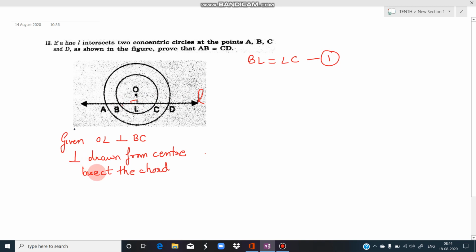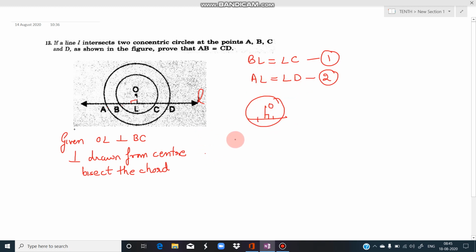Isn't it? Using the same result, if I take the bigger circle, whose center is also O, OL is perpendicular to AD. If this OL is perpendicular to BC then it is perpendicular to AD also, because BC and AD are on the same line. So in the bigger circle, AD is the chord, OL is perpendicular to AD. So by using this result, AL is equal to LD, because in a circle, a perpendicular drawn from the center will always bisect the chord.